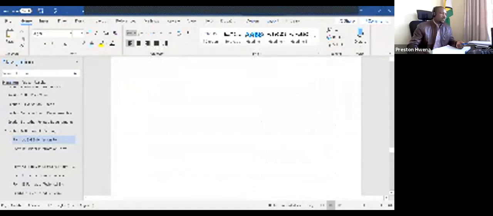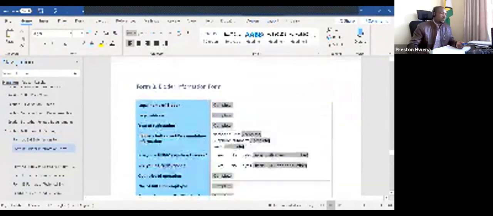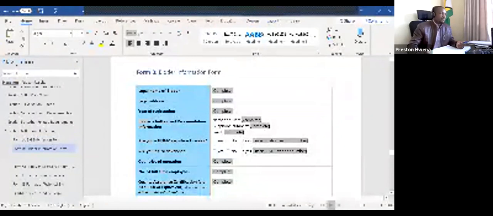Then you also see the bidder information. Please, this information is also critical because it helps us to understand our bidders. Who are you as a bidder? So you also fill in this information. You also see that, are you a UNGM registered vendor? Let me explain this section.